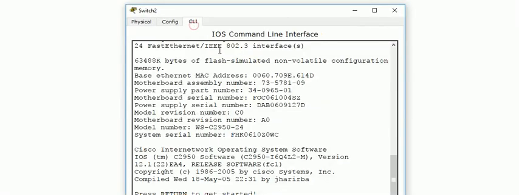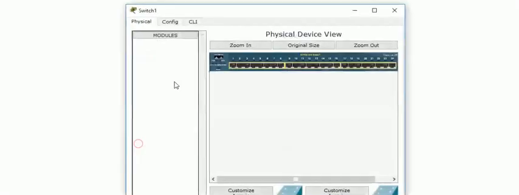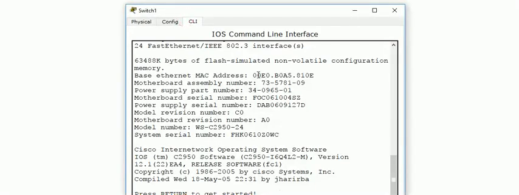Here in this switch, I'm going to copy all the base Ethernet MAC addresses. As you can see, I'm copying the MAC addresses of all the switches. And what happens if all the four switches are connected? They try to find the root bridge. Out of 4 switches, one switch will be the root bridge.